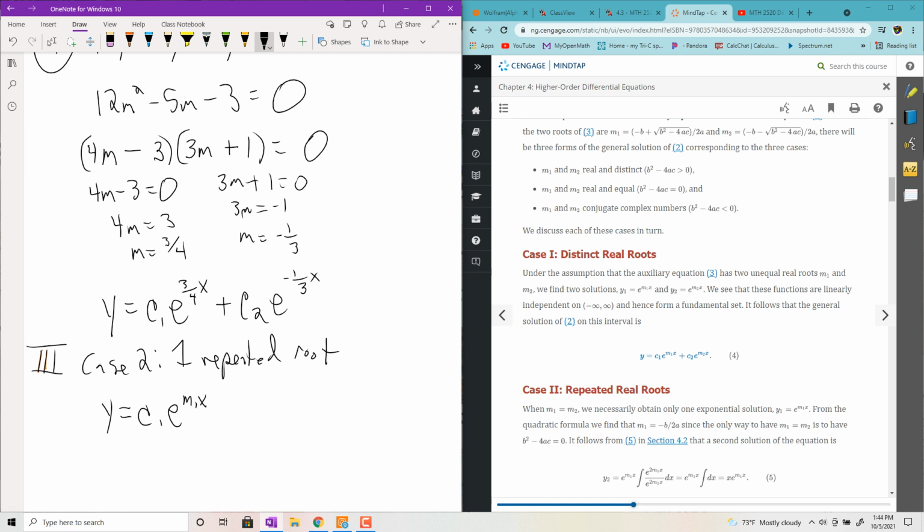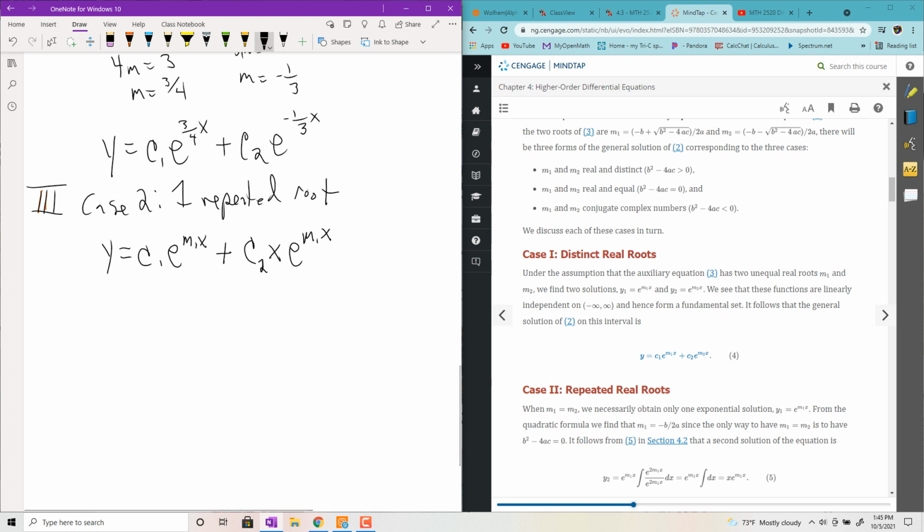But at the end of the day, what happens is you get, like before, c1e to the m1x, and then instead of c2e to the m1x, you're going to tack on an x. Okay, so c2xe to the m1x. If you had 3 repeated roots, the next one would be c3x squared e to the m1x, and then the next one would be c4x cubed, etc.